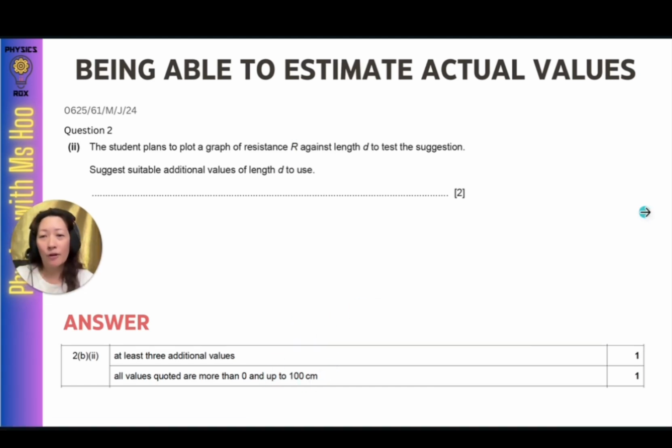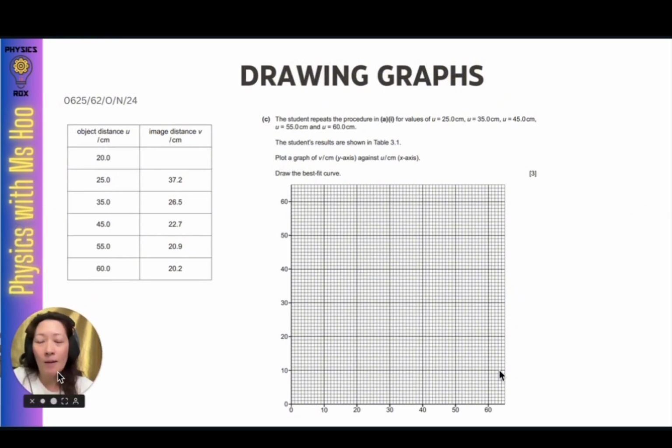Now let's look at drawing graphs. When it comes to drawing graphs, there's usually at least one graph question in paper 6. Not guaranteed. There are some past year papers where there are no graphs, but one graph question is rather common. So when drawing graphs, all you need to do is plot the graph based on the values given in the table and follow the instructions in the question.